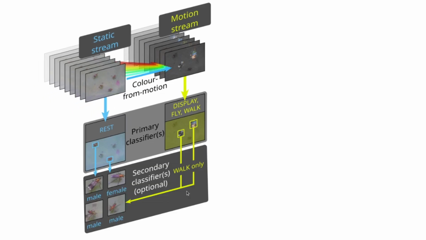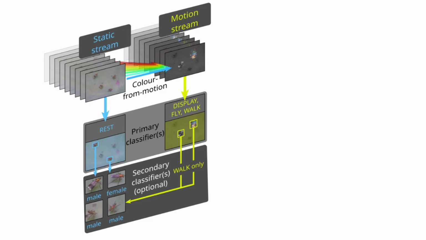Optionally, BehaveAI also offers hierarchical classification. So this can use secondary classifiers, and each time something is found by one of those primary classifiers, it's cropped and sent on to secondary classification. And again, this can use static or motion streams, whichever is most effective in a given job. And in this case, I'm using the secondary classifier to work out whether each fly is a male or female.